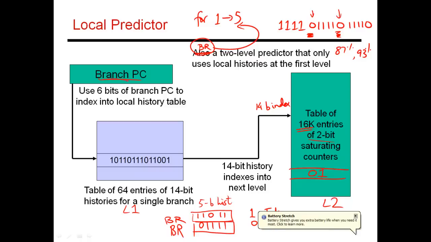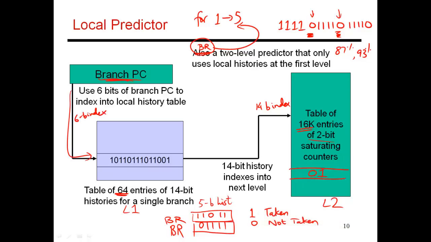I first use my branch PC to index into the level 1 table. This level 1 table has 64 entries, which means I need a 6-bit index to look it up. So I pick out 6 bits of branch PC, and I use that to index into this first level table. What each entry over here is tracking is a 14-bit history for that particular branch.